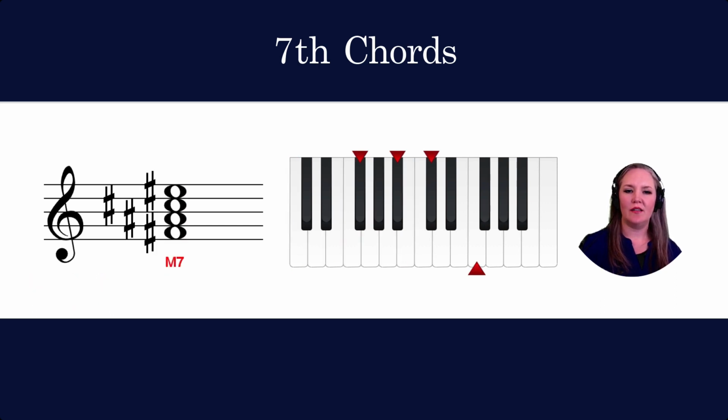Okay, now let's examine an F sharp major seventh chord. F sharp, A sharp, and C sharp is the major triad, and F sharp to E sharp is the major seventh. When combined, they form an F sharp major seventh chord.